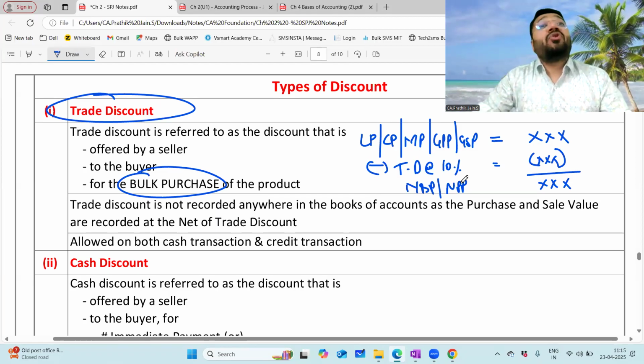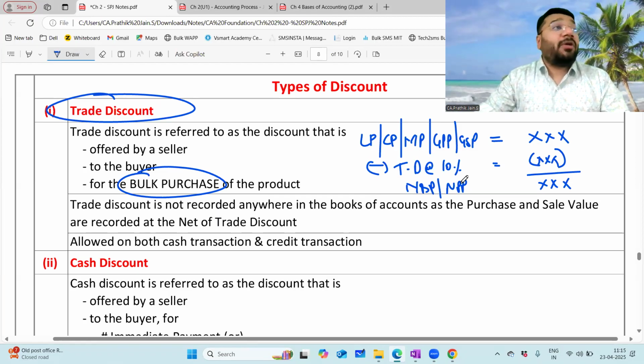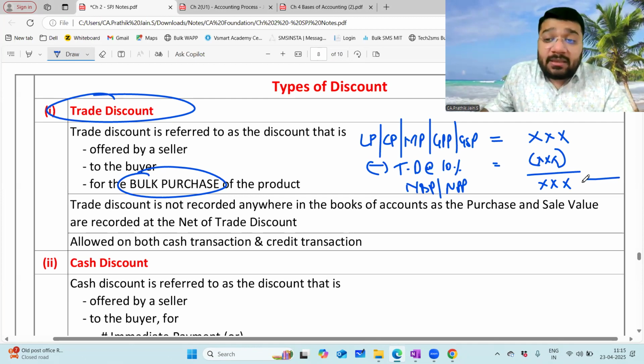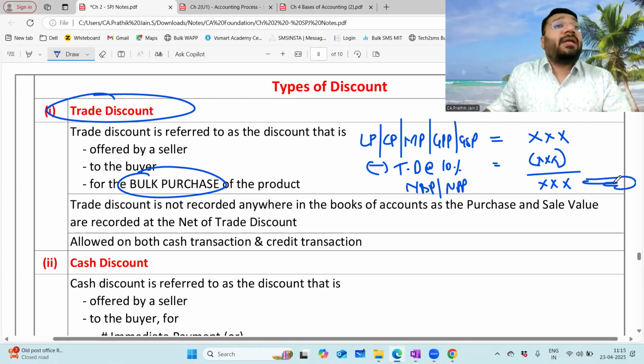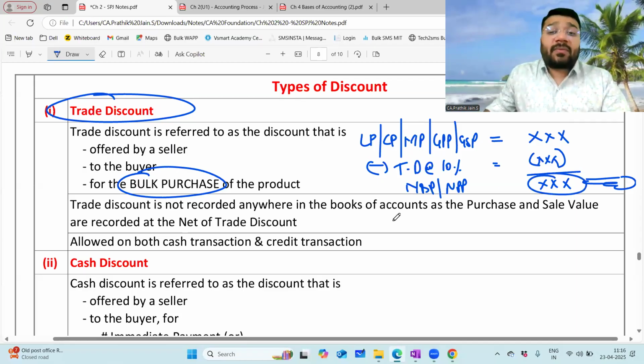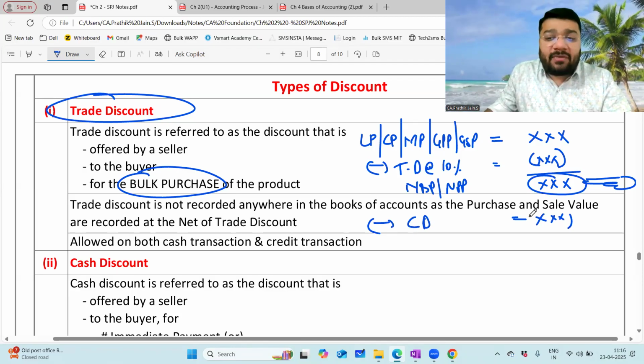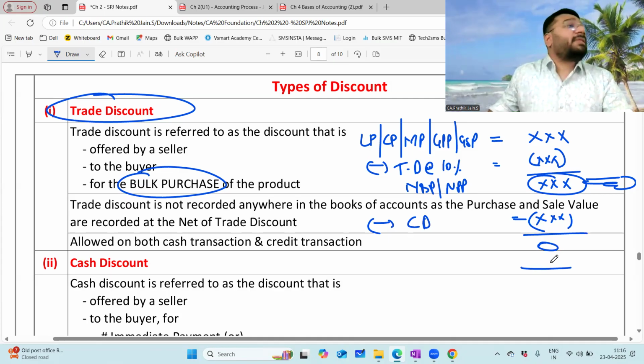Net selling price is from whose point of view? Seller's point of view. Net purchase price is from the buyer's point of view. Guys, this is the price at which the buyer will record his purchase and the seller will record his sales. Always record the purchase and sale net of trade discount. Then from that, if any further discount called cash discount is given, you will minus that from it. This is the balance money that you receive.